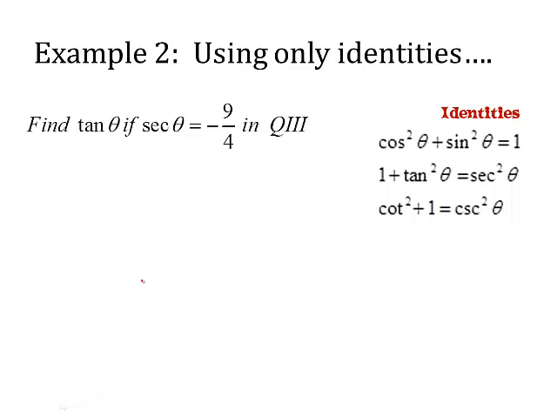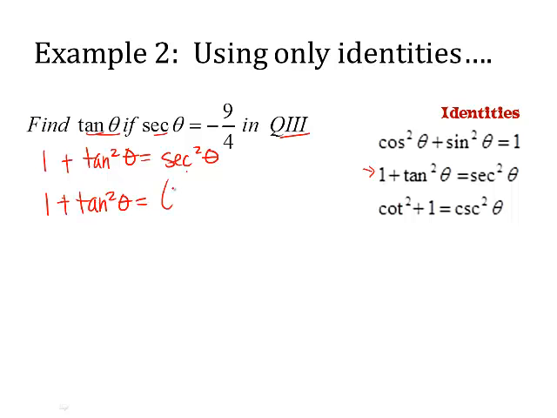Let's try another one. Look at this. Find the tangent if the secant is -9/4, and it's in quadrant 3. All right, so quadrant 3, we'll come back to that like I said. Tangent and secant: which identity deals with that? Well, the second identity right here. So I'm going to use that one and plug in what I know. Tangent's my unknown. Secant is what I do know. So I have 1 plus the tangent squared of theta equals -9/4, but I have to square it because it's secant squared. Negative squared is always positive.